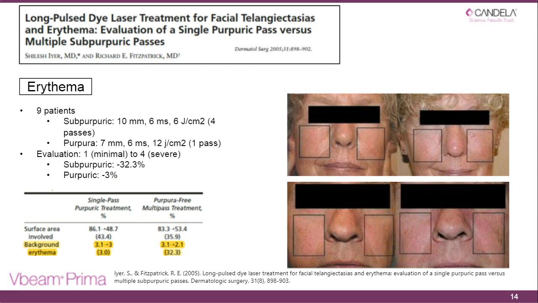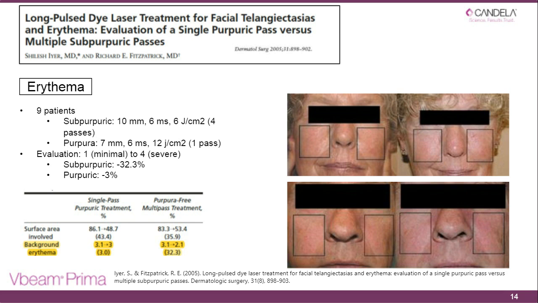In this article of 2005, they include 9 patients, and they made a split face controlled clinical trial. They use subpurpuric settings in one half of the face, and they use purpuric settings in the other half. In the subpurpuric half, they use 4 subsequent passes of subpurpuric settings, and in the other one just 1 pass of purpuric settings. And they make an evaluation of the degree of erythema from 1, which is minimal erythema, to 4, which is severe erythema.